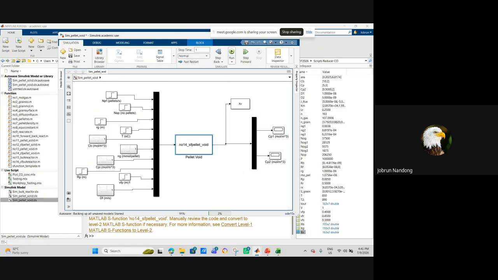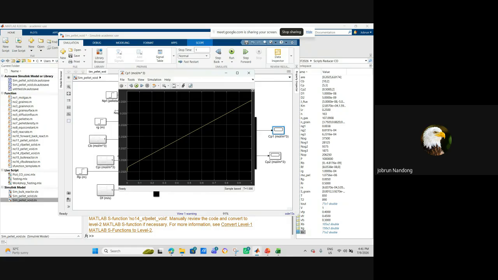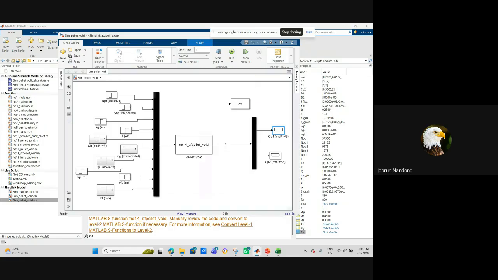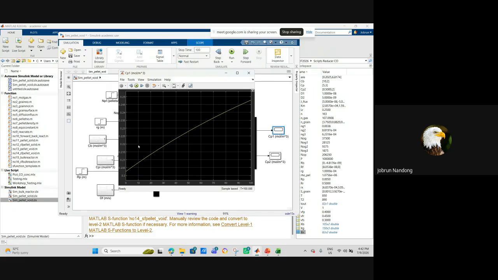If you run this, again this is still slightly changing, because I think we need a bit longer time, maybe 100. See what happens here. It's still changing a bit. Again, this changing depends on the diffusion.